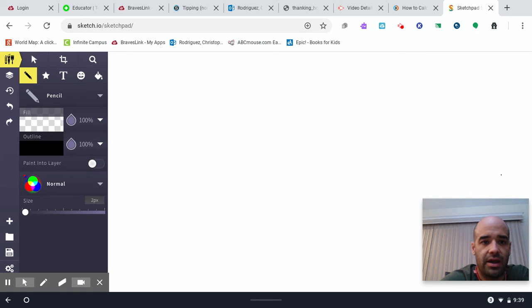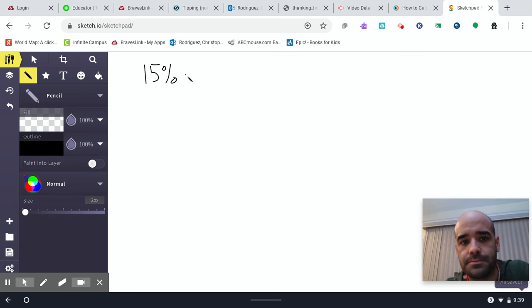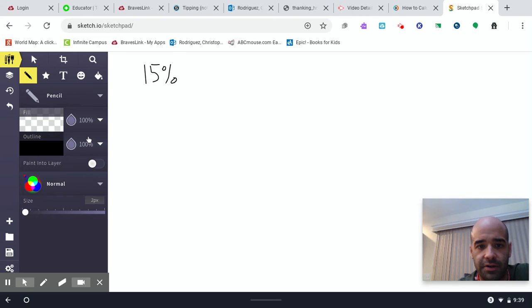So the average tip is about 15%. 15% of what? And what does that mean? I guess it's good to understand what a 15% is and what I'm taking 15% of. You are taking 15% of the subtotal.